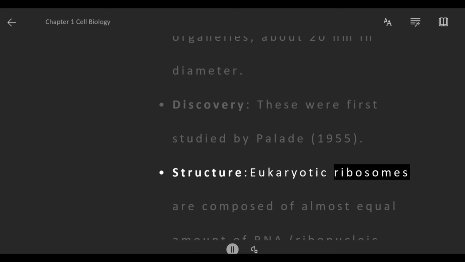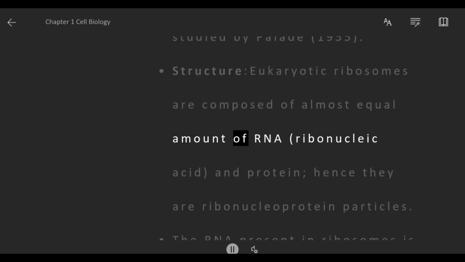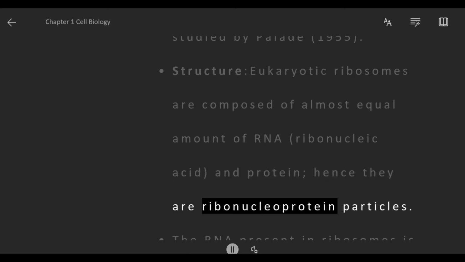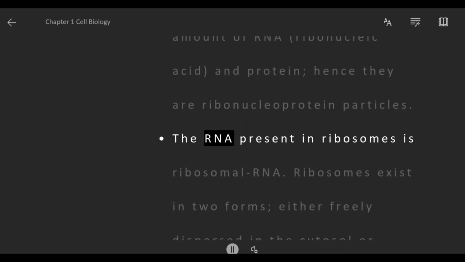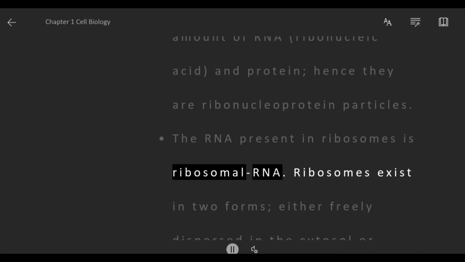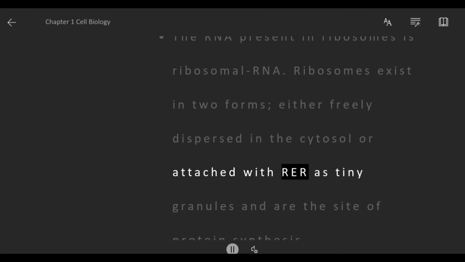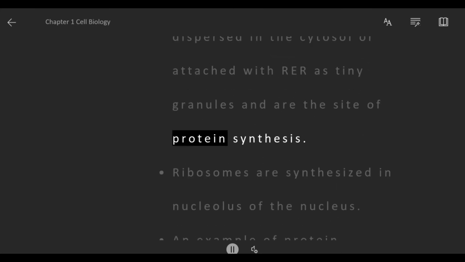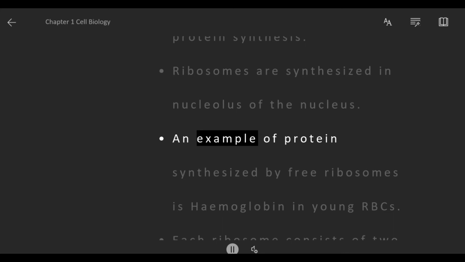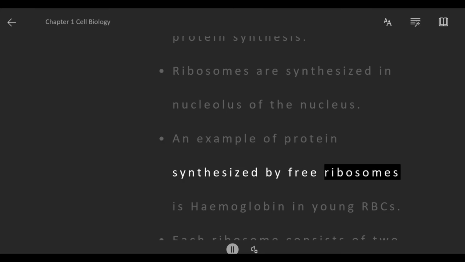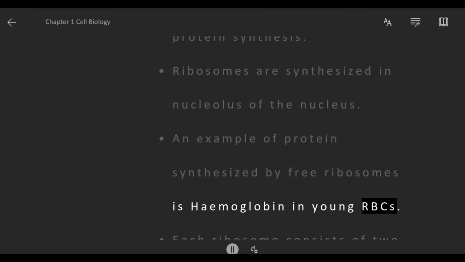Structure. Eukaryotic ribosomes are composed of almost equal amounts of RNA, ribonucleic acid, and protein, hence they are ribonucleoprotein particles. The RNA present in ribosomes is ribosomal RNA. Ribosomes exist in two forms, either freely dispersed in the cytosol or attached to RER as tiny granules, and are the site of protein synthesis. Ribosomes are synthesized in the nucleolus of the nucleus. An example of a protein synthesized by free ribosomes is hemoglobin in young RBCs.